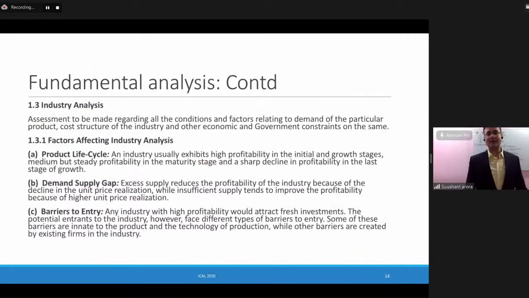Well, the third point is barriers to entry. Again, very, very interesting. Any industry with a high profitability will have fresh investments. So can anybody enter into the market where the capital expenditure is heavy? Can you and me own a power plant? Can you and me open up a mobile phone company? I mean, on an individual basis. Definitely, the barriers to entry is there.